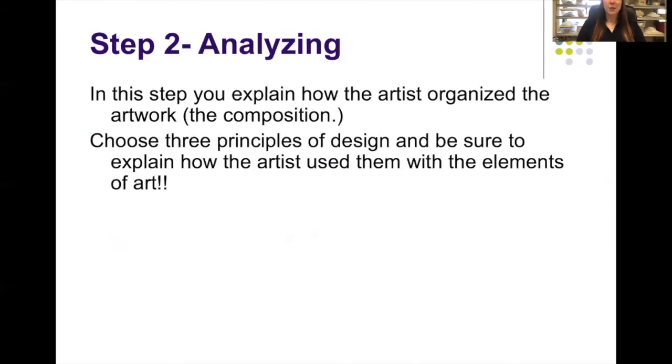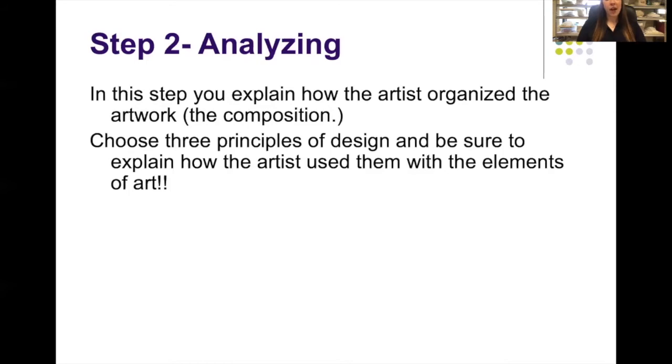Let's move on to step 2 and explain that a little bit further. In step 2, you're going to explain how the artist organized the artwork or what their composition was. The more you learn about composition, the better you'll be able to analyze the artwork. You can also talk about the elements of art some more here as well. You can also talk about the principles of design. Be sure to explain how the artist used the principles of design with the elements of art.